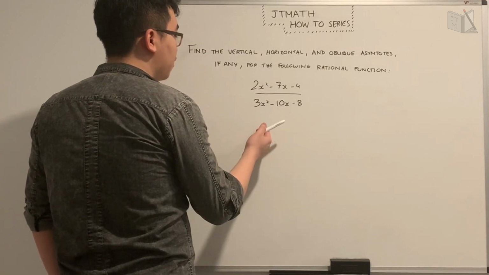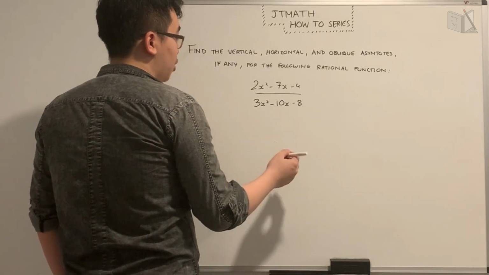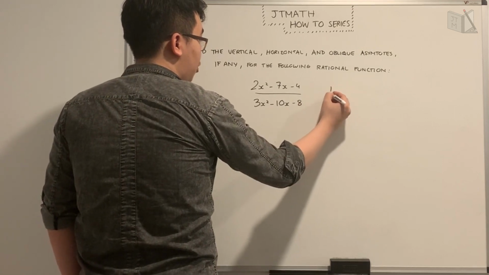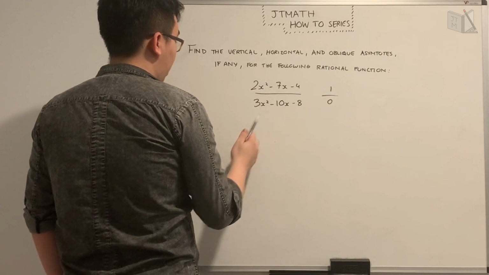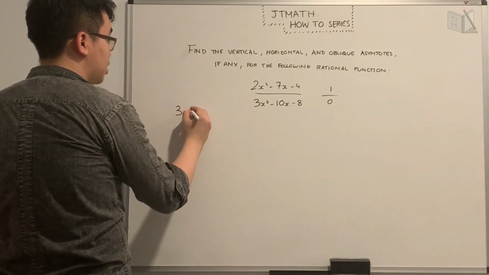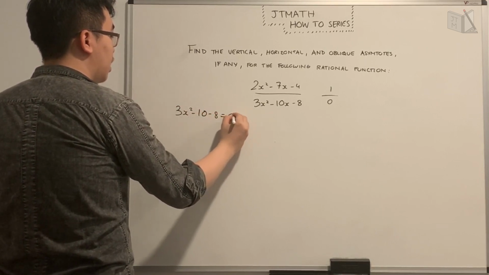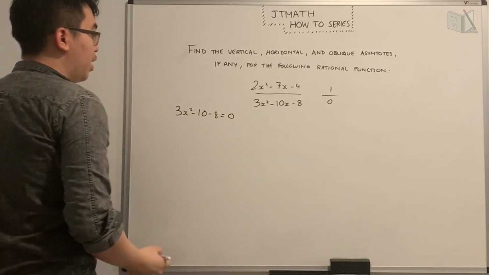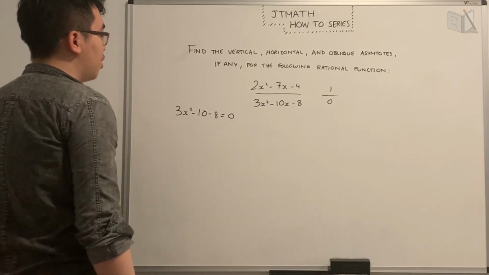To find the domain, I see that the denominator is a quadratic, and since it is a fraction, I want to avoid division by 0. So we have a quadratic here, and we're going to write that out separately as 3x squared minus 10x minus 8 equals 0. Now I'm going to look to see if I can factor this and solve.